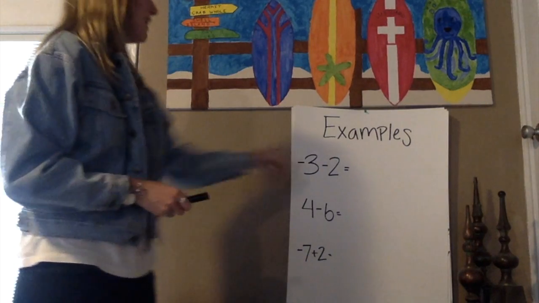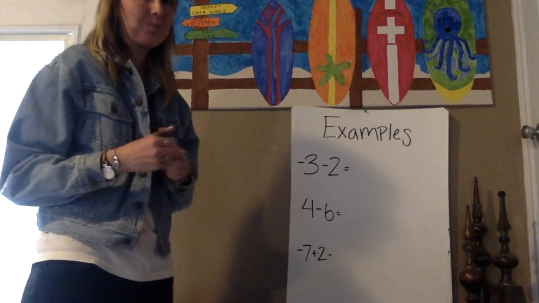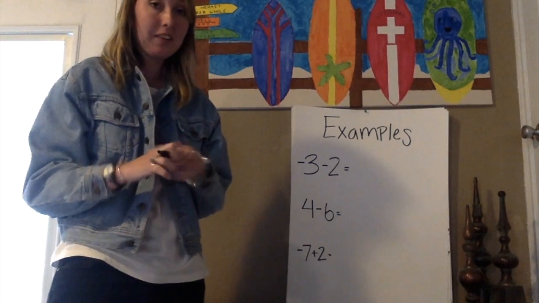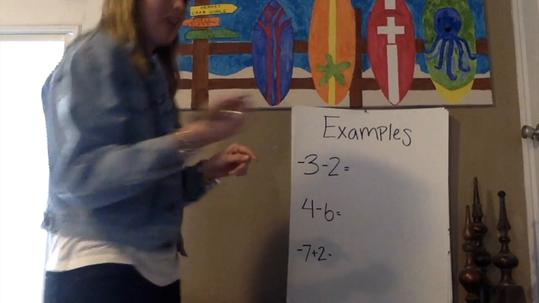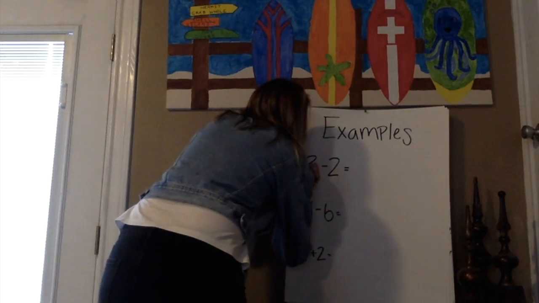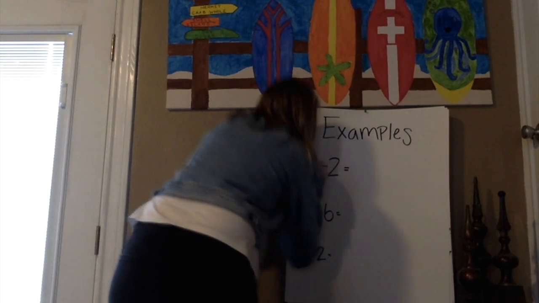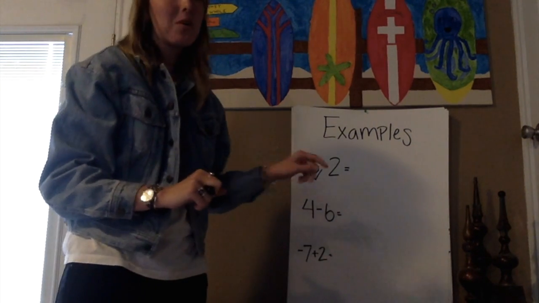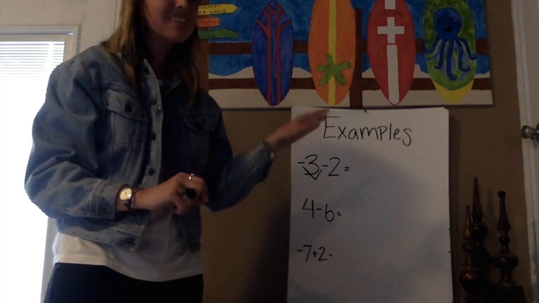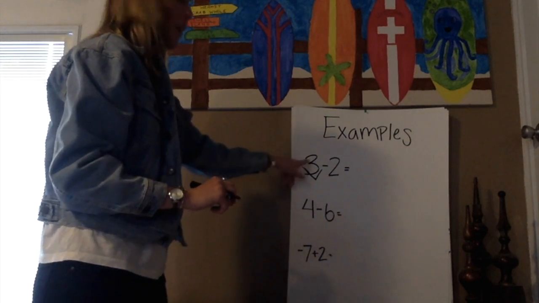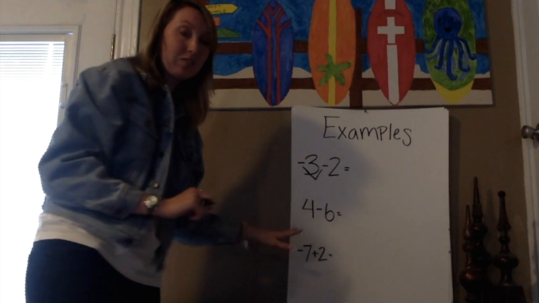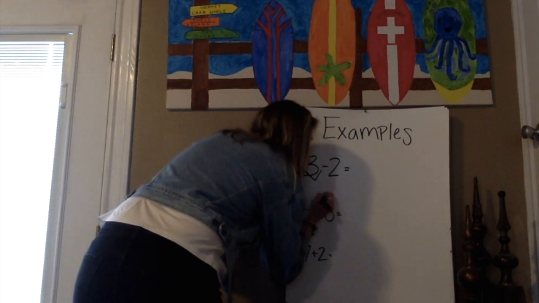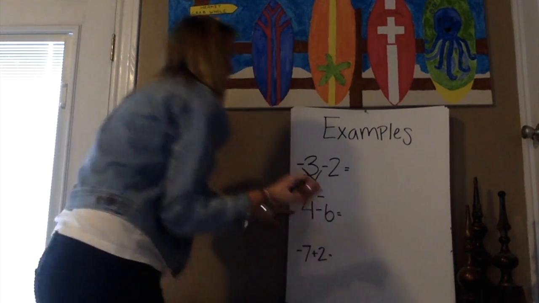Starting us off is negative 3 minus 2. Now whenever y'all have 2 negatives together, I want you to go ahead and draw a little arrow between the 2 numbers. This is going to show me that you know that both signs are the same, and it's going to carry down. So you can go ahead and write the negative sign in the answer spot because it's always going to be there.